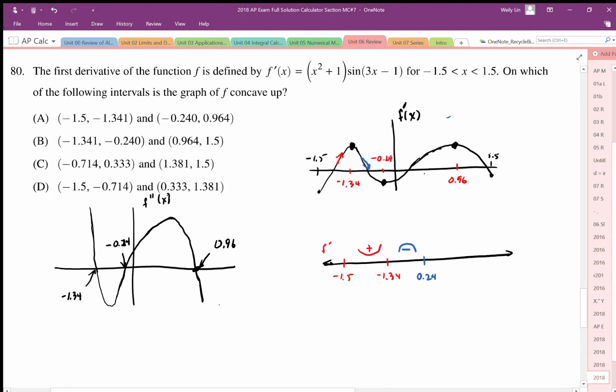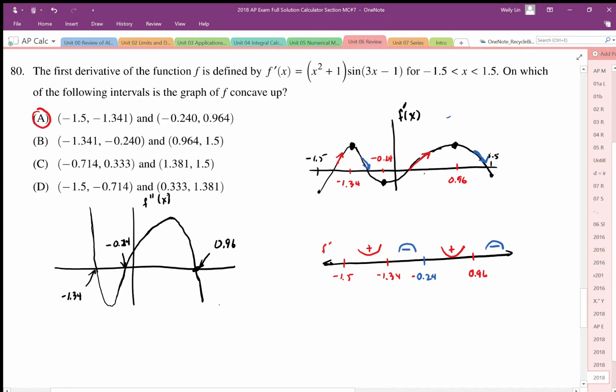In the next region, we know it's sloping up. That means the derivative of the derivative, or the second derivative, is positive. It's going to be positive all the way to 0.96, so we have concave up. And then in the next section, it is sloping down again, so the second derivative must be negative, so it's concave down. So the answer is between negative 1.5 and negative 1.34, and then from negative 0.24 to positive 0.964. So the answer is A.